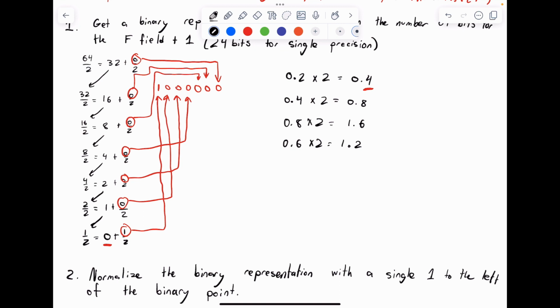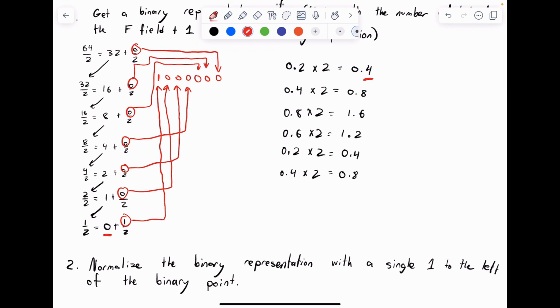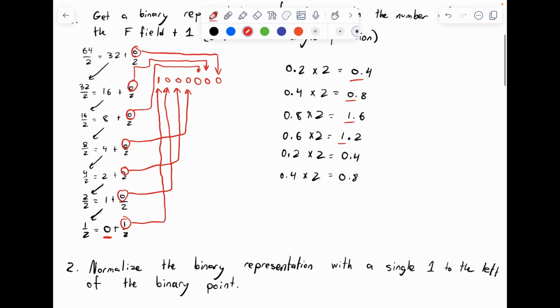Bring the 0.2 down. 0.2 times 2 is equal to 0.4. Then we bring the 0.4 down, so 0.4 times 2 is equal to 0.8. But we have a repeating pattern here, 0, 0, 1, 1, and then we start with 0.2 again, so the pattern will repeat.